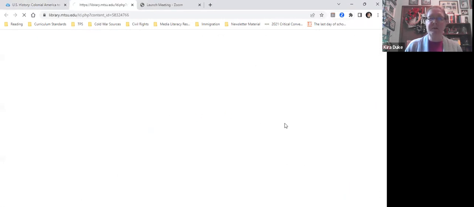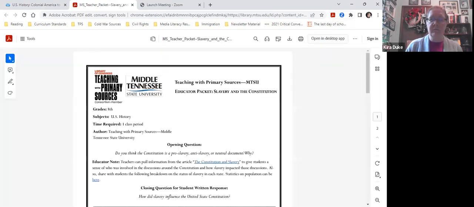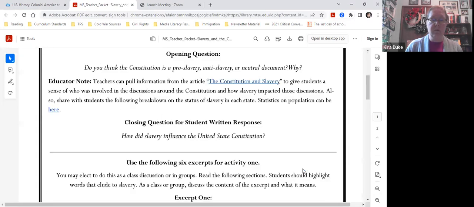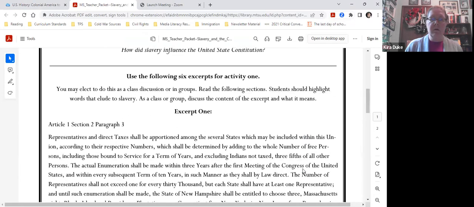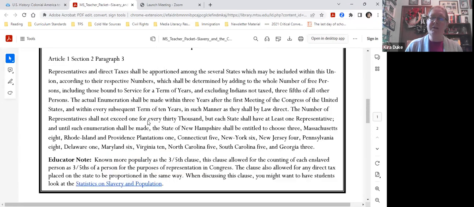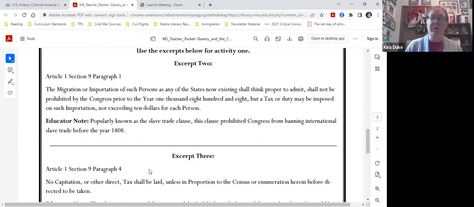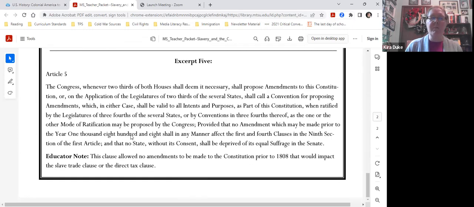There is a teacher packet that is here as well. So again, with each of these excerpts, there is an educator note, kind of what we'd want you to think about highlighting, or students to highlight, as they are working through each of the different excerpts that is included.